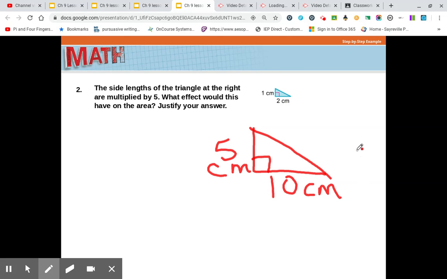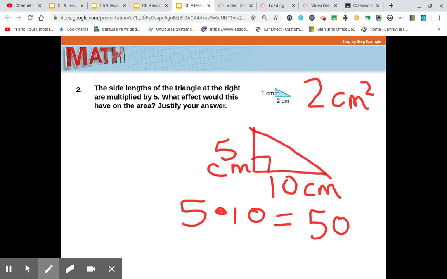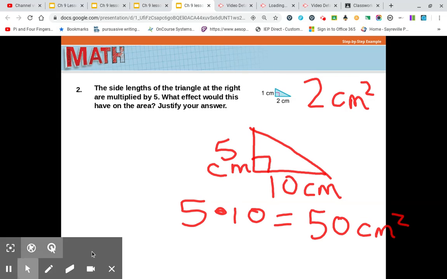1 times 2 is 2. So the area of this little triangle here is 2 square centimeters, right? And this area would be 5 times 10, which equals 50 square centimeters. And now if they're looking for the effect on the areas, how do I get from 2 to 50? Well, I multiply by 25. So the effect would be 25 times larger is the area.